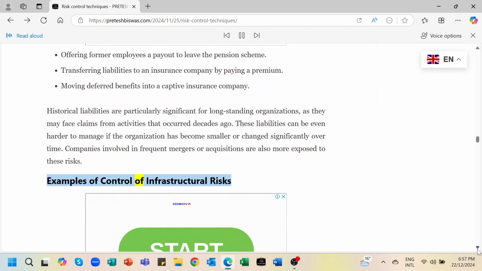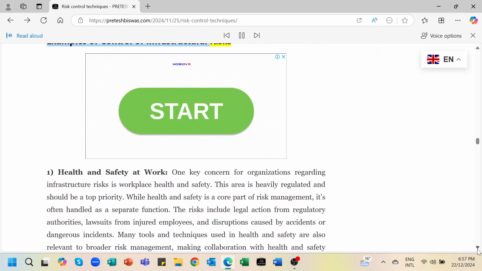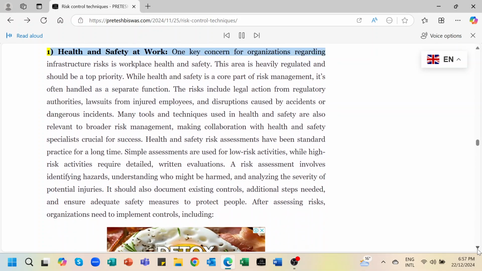Examples of control of infrastructural risks. 1. Health and safety at work. One key concern for organizations regarding infrastructure risks is workplace health and safety. This area is heavily regulated and should be a top priority.